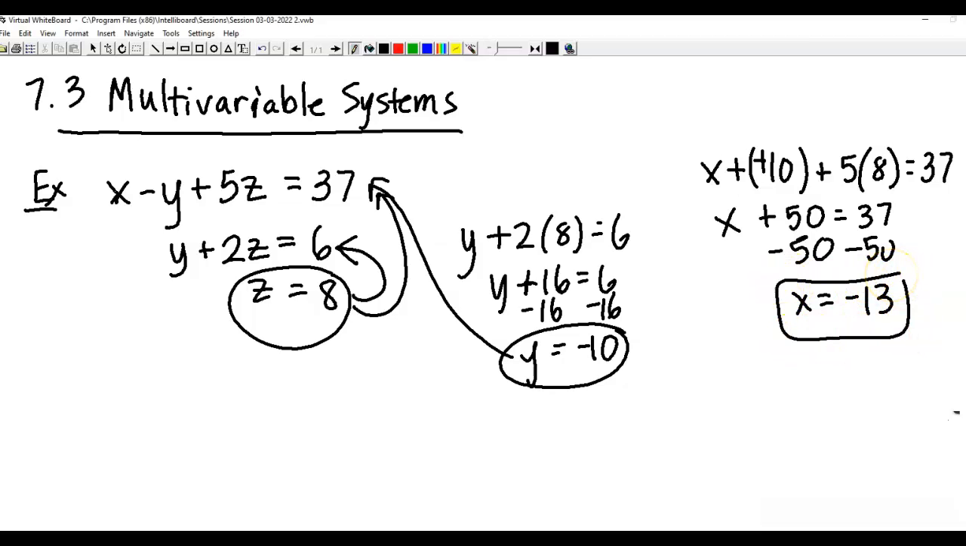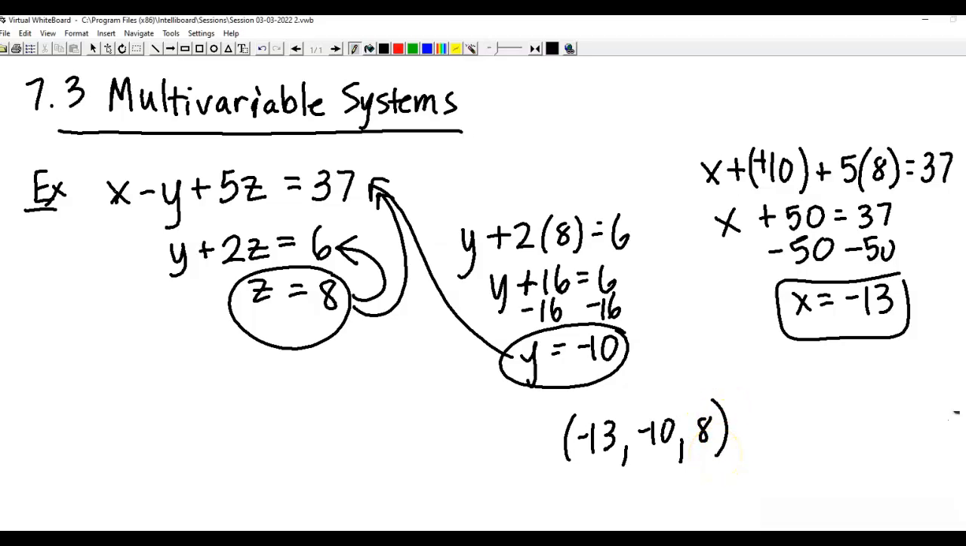So we have three answers for x, y, and z, well, one answer for each. And we're going to put that as a coordinate. And what comes first in the coordinates? X. Go alphabetical, right? X, then y, then z. So you need to make sure you're putting all three of the values in the correct order or the system will not accept the answer. And what is that? So we have negative 13, negative 10, and then 8.